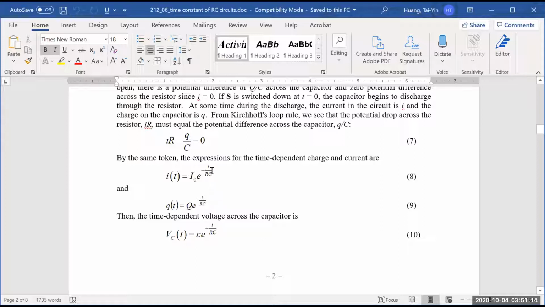Okay, so when t equals zero, you have the current that is the maximum, but when t approaches infinity, current ceases to flow. And likewise for the charge, initially you had the maximum charge on the capacitor, but when t approaches infinity, you have zero charge remaining on the capacitor. And for voltage, likewise.